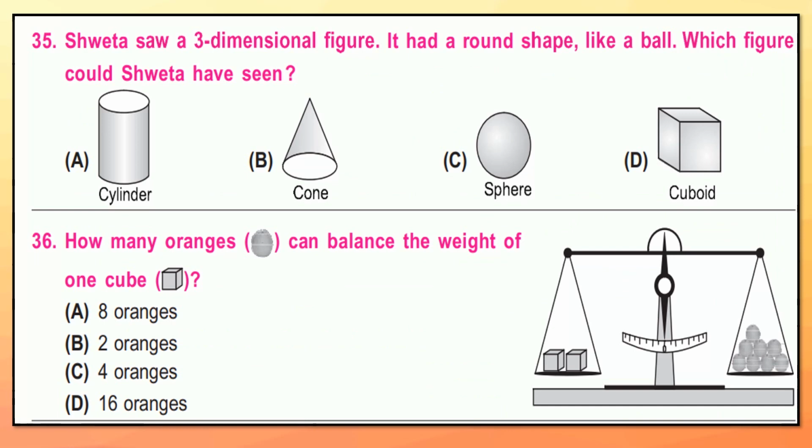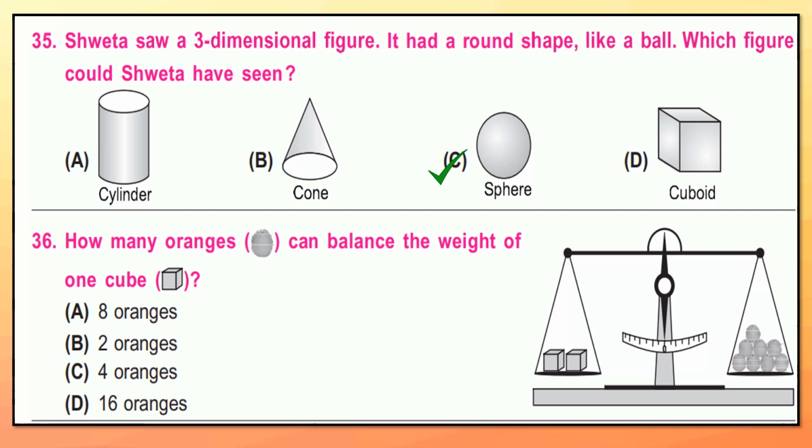Question number 35. Shweta saw a 3-dimensional figure. It has a round shape like a ball. Which figure could Shweta have seen? Option A, cylinder, option B, cone, option C, sphere, option D, cuboid. Shweta has seen a round shape like a ball. So therefore she could have seen a sphere. The correct answer is option C, sphere.